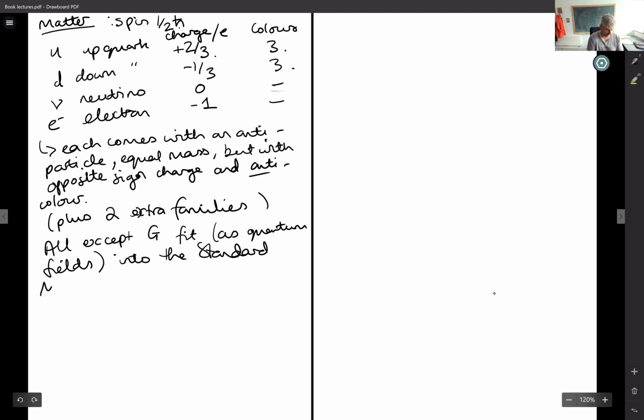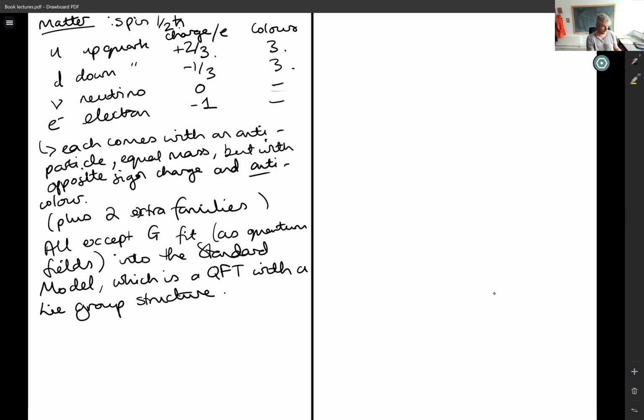So standard model, very successful theory of particles. So standard model is a quantum field theory with a Lie group structure. Good. So what I want to do now is just finish with a rough sketch of the plan of the rest of the course.